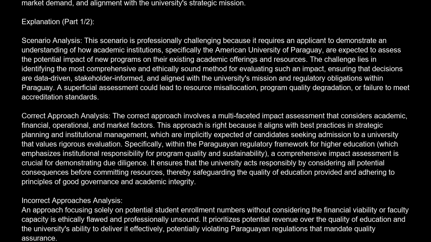Incorrect approaches analysis. An approach focusing solely on potential student enrollment numbers without considering the financial viability or faculty capacity is ethically flawed and professionally unsound. It prioritizes potential revenue over the quality of education and the university's ability to deliver it effectively, potentially violating Paraguayan regulations that mandate quality assurance.